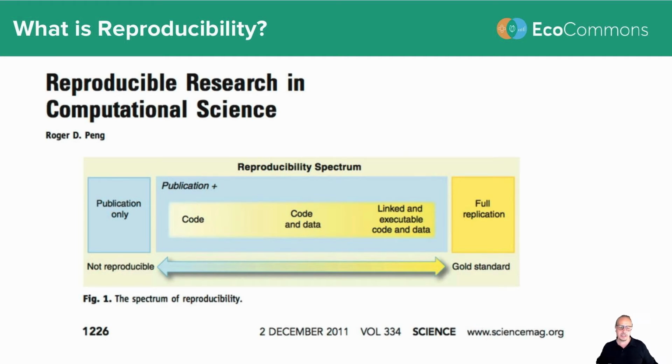The image here is the reproducibility spectrum, showing the range from research as described in publications all the way through full replication, which is the gold standard. And at EcoCommons, we are attempting to get as close to full replication as possible.